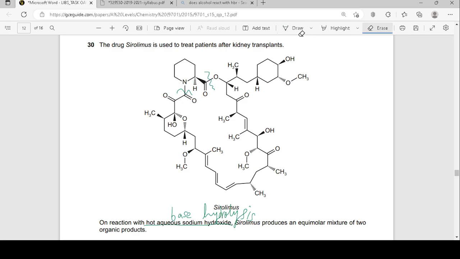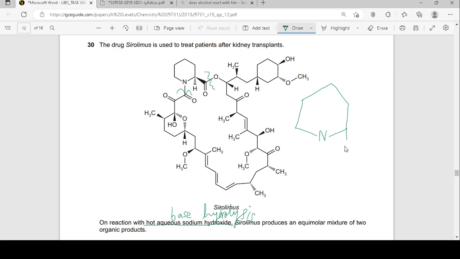Again, this is an old paper, and now you don't need to worry about things like this. I don't think amides are in the AS syllabus anymore, so don't worry. I should have known it, though, because I am an A2 student, but oh well, I forget stuff. I hope my teacher doesn't watch this.